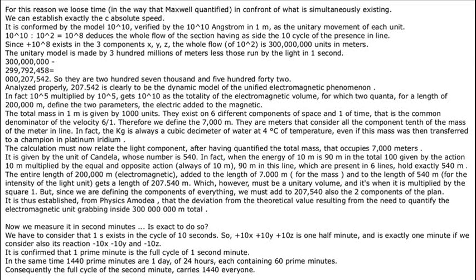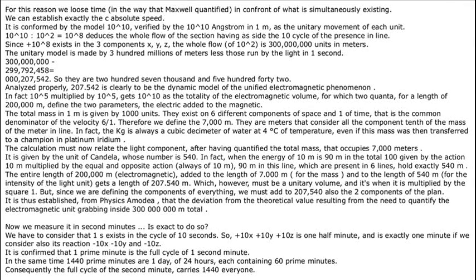Since 10 raised to 8 exists in the 3 dimensions of x, y, z, the whole flow of 10 raised to 2 is 300 millions of units made by meters. The unitary model is made by 300 millions of meters less those run by the light in 1 second.